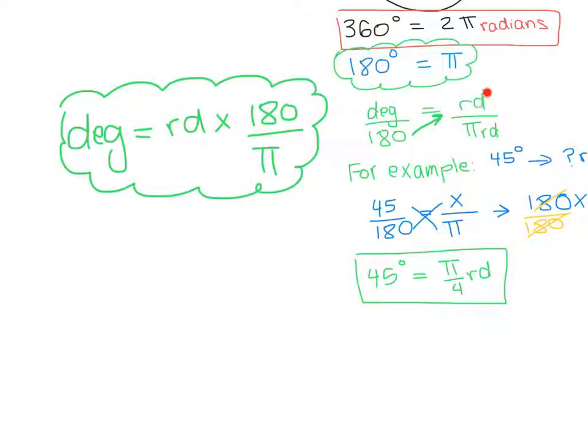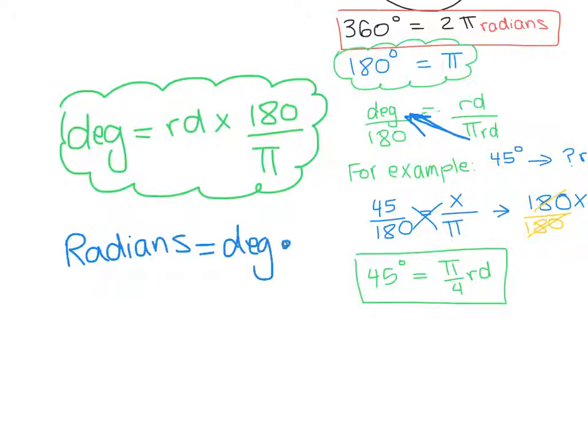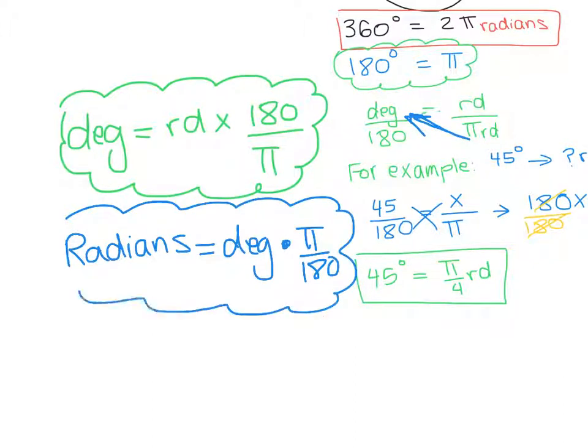Now what about the radian? How can I find the radian? I can also use the proportion, and I can say that the radian, any angle that I want to find in radians, is equal to degrees times pi over 180. So you can either use the proportion or use those two equations to help you change between the two different forms.